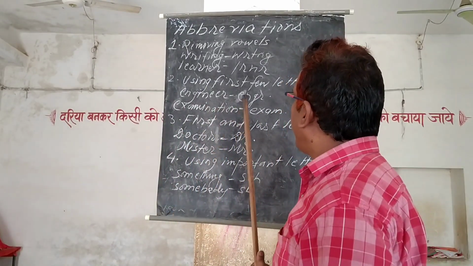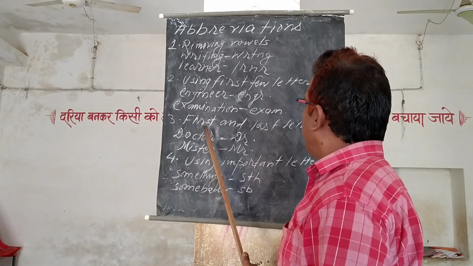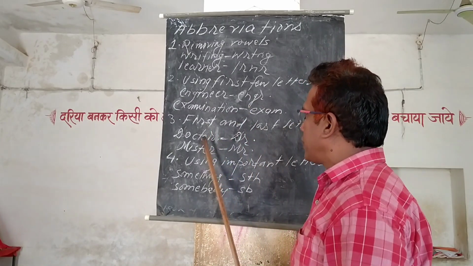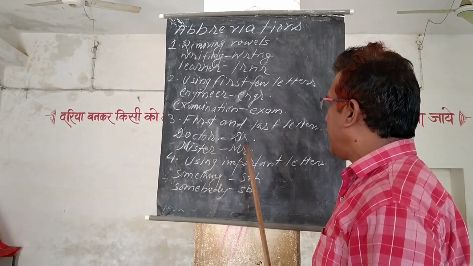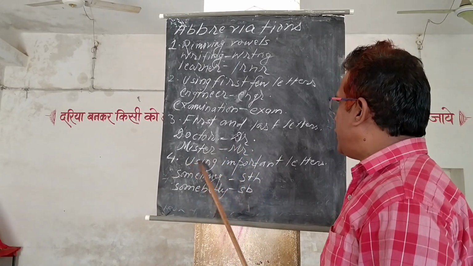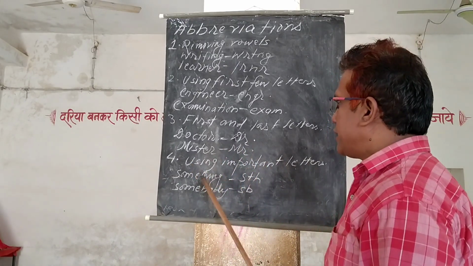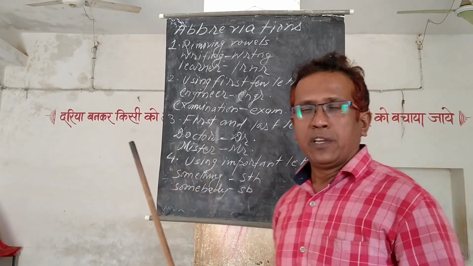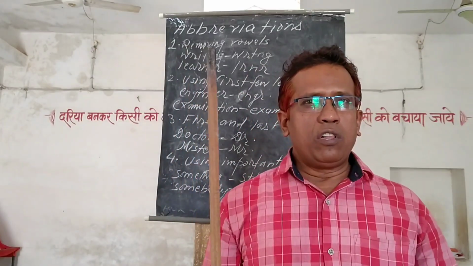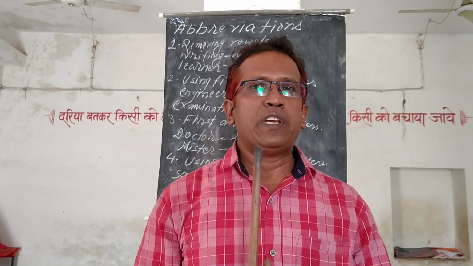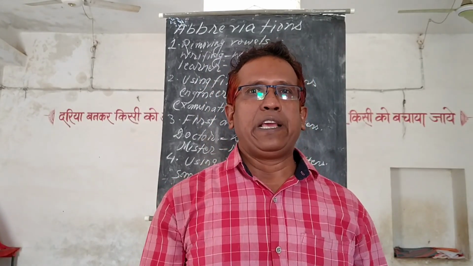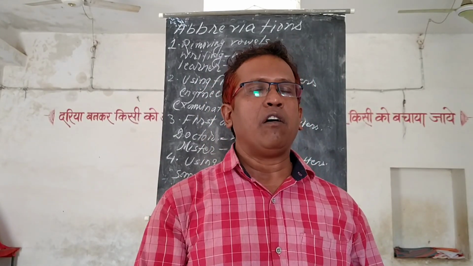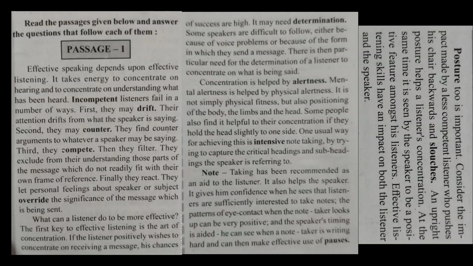Another rule for making abbreviation, first and last letters, Dr. D-R, Mr. M-R. Similarly, using important letters, something, STH, somebody, SB. I told all these things because abbreviation is an important segment of note making.